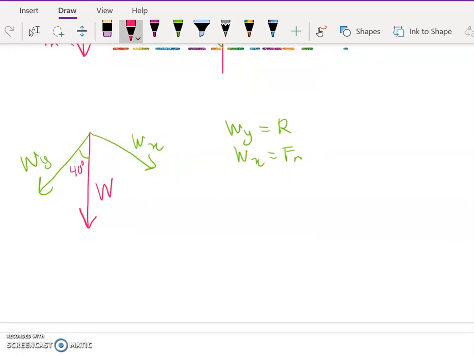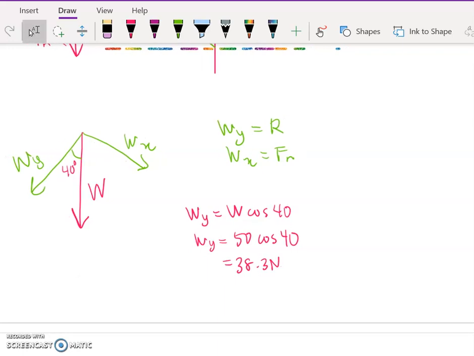So to find Wy, by now you should already know Wy is W cos 40. So substitute W, which given in the question is 50 cos 40, and you will get Wy 38.3 Newton. So Wy is actually same as R. So R must be 38.3 Newton as well.